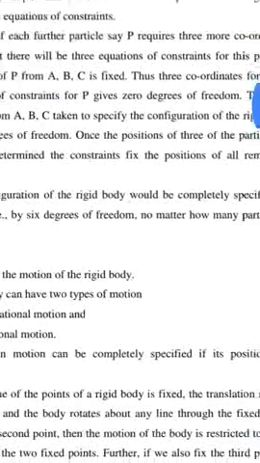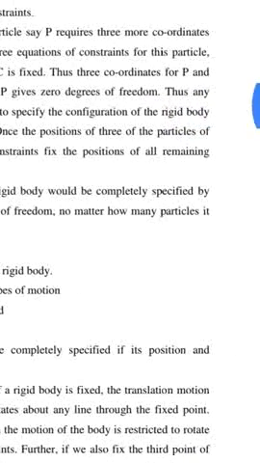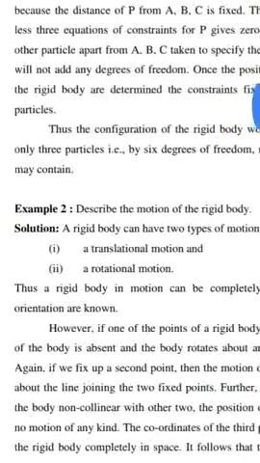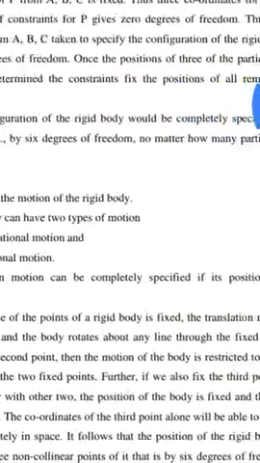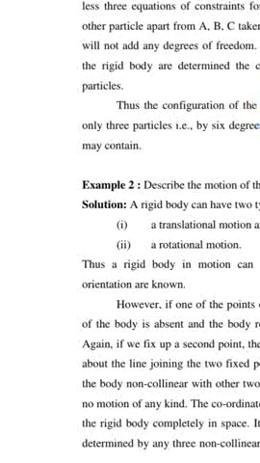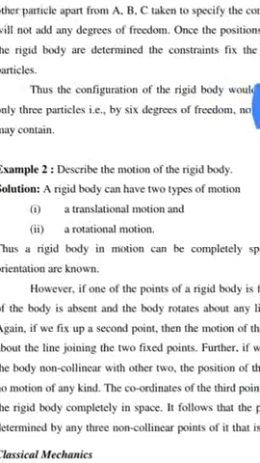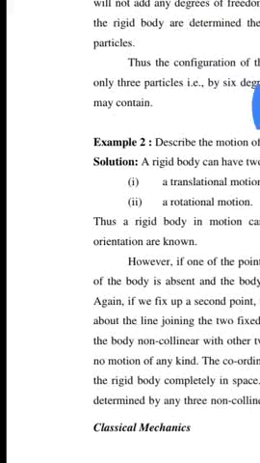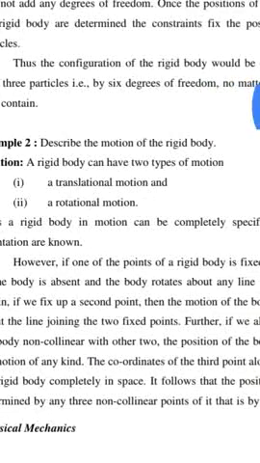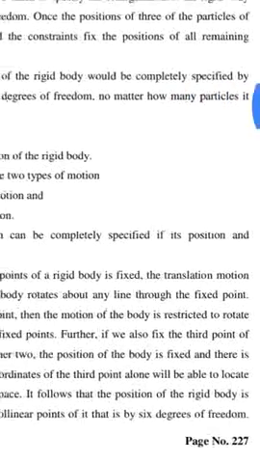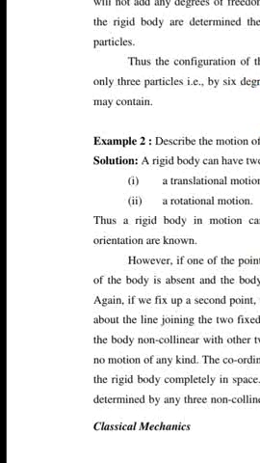Once the positions of 3 of the particles of the rigid body are determined, the constraints fix the positions of all remaining particles. Thus, the configuration of the rigid body would be completely specified by only three particles and by 6 degrees of freedom, no matter how many particles it may contain.